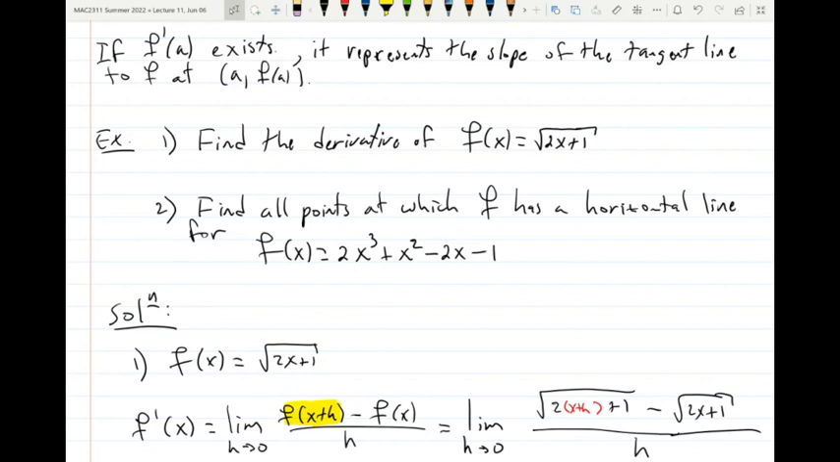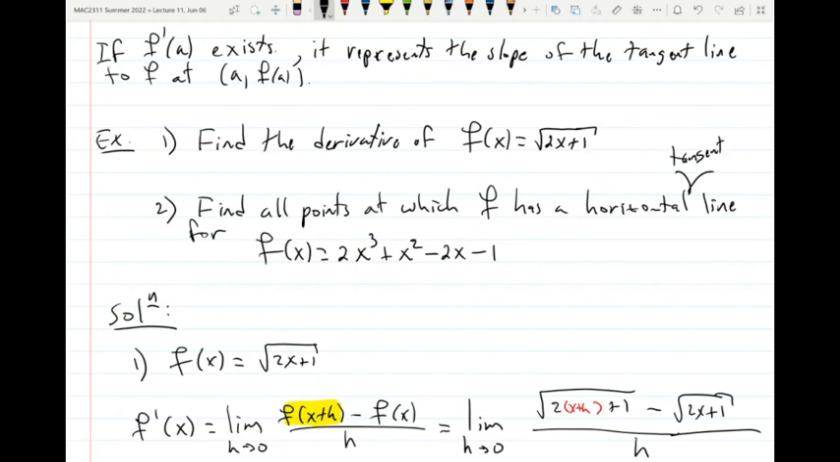So why am I talking about derivative? There's no word derivative. Do you see a word derivative in number 2? So when you read this, you need to understand that you need to compute derivative. Okay? So let's read the problem to hopefully understand this. So find all points at which f has a horizontal line. Okay, I should say horizontal tangent line.